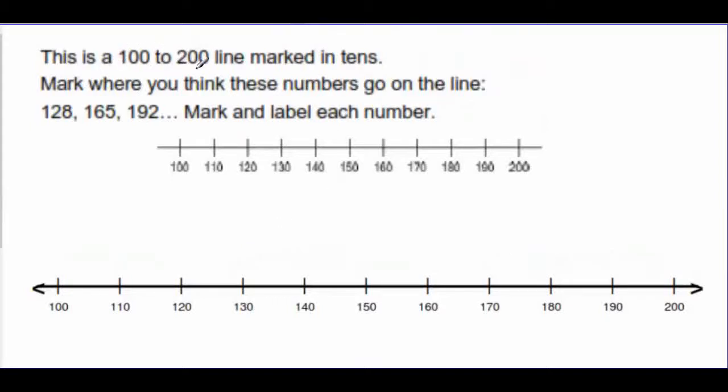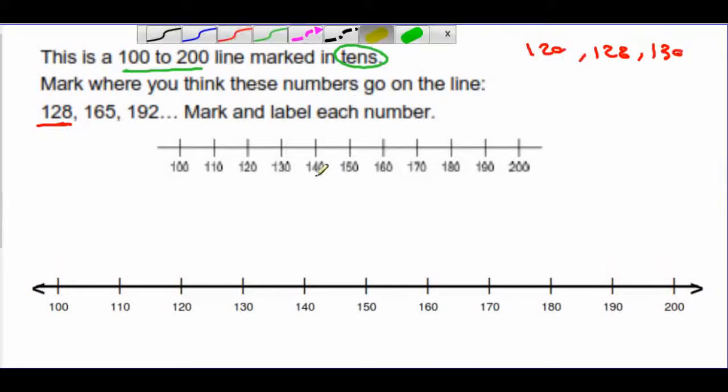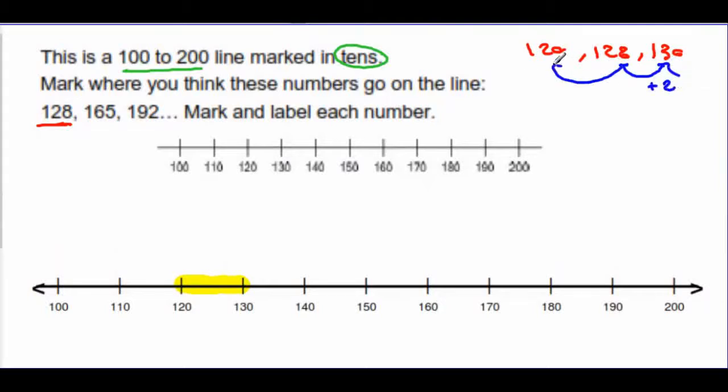This is a 100 to 200 line marked in tens. Each mark is tens. Mark where you think these numbers go on the number line: 128, 165, 192. Let's start with 128. Of course, 128 is between 120 and 130. This means our number is in this area. But where exactly? You see here I have 8 in the units. So I need 2 steps to go to 130, or I go back 8 steps to 120. So of course it is closer to 130. So when I put my mark, it should be closer to 130, and I think it is here.